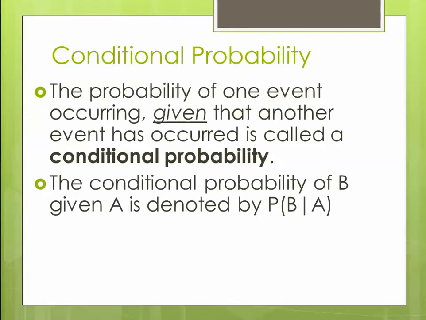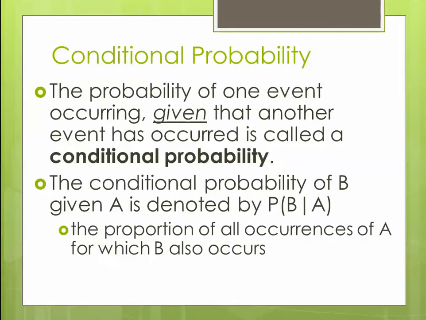We denote the conditional probability of B given A, given that A has already occurred, as P(B | A), B with that up and down line, A. It's called the probability of B given A. And it really is the proportion of all occurrences of A, of all those places where A happens, that's that restriction of the sample space, for which B also occurs.